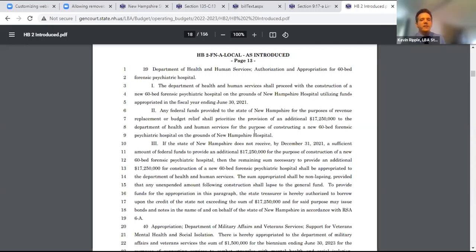Yep. Section 39 relates to the 60-bed forensic psychiatric hospital that was established and funded in the previous trailer bill. That has not been built yet, but this would extend the $17.25 million appropriation that was made in the trailer bill. So that would be non-lapsing. As currently written, it would lapse at the end of this biennium, and this would allow that to roll forward. Admittedly, there is a provision here in Roman 3 on line 10 for a potential capital expenditure. And I'm not sure how that would be addressed in the capital budget.